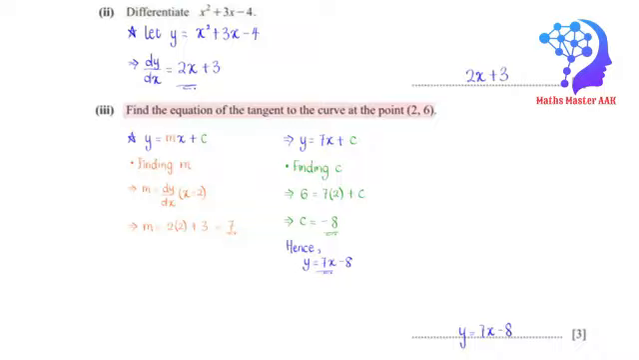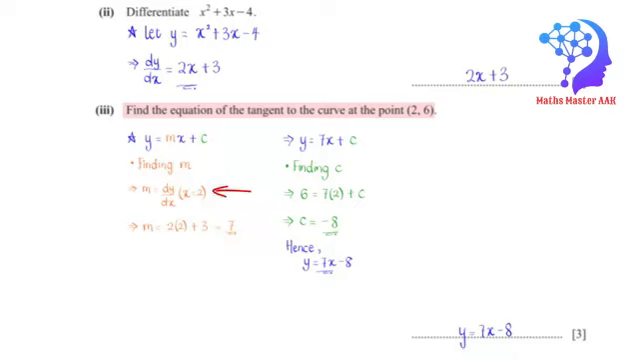Find the equation of the tangent to the curve at the point 2, 6. The tangent is a straight line, and the equation of any straight line can be written in the form y is equal to mx plus c. All we need to do now is to find the values of m and c and put them into this equation.